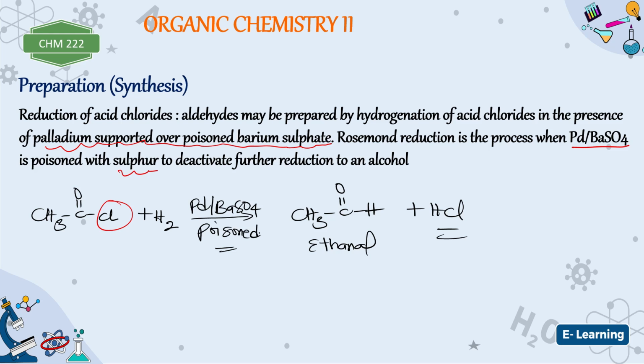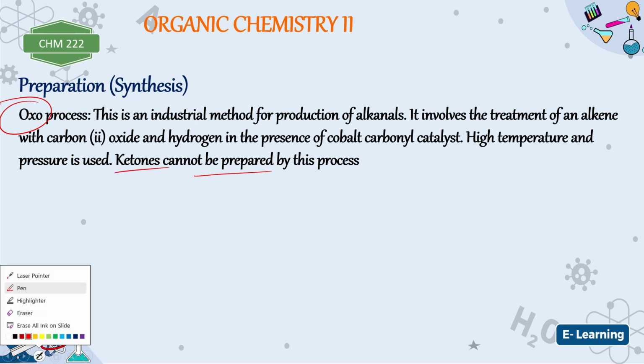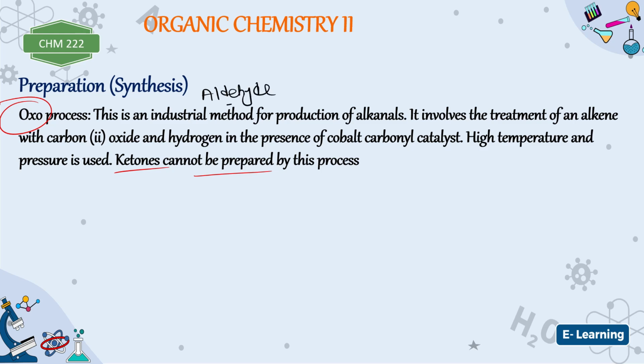Now for the Oxo process, it's an industrial method for production of alkanal. It is what? An industrial process for production of alkanal. It involves the treatment of alkene with carbon monoxide and hydrogen in the presence of carbonyl catalyst. High temperature and pressure is used. Ketones cannot be prepared by this process. Now the Oxo process, ketones cannot be prepared by the Oxo process. It's a very good objective question. Which of the following can be prepared by the Oxo process? Know that aldehyde can be prepared by the Oxo process, but ketones cannot be prepared by the Oxo process.